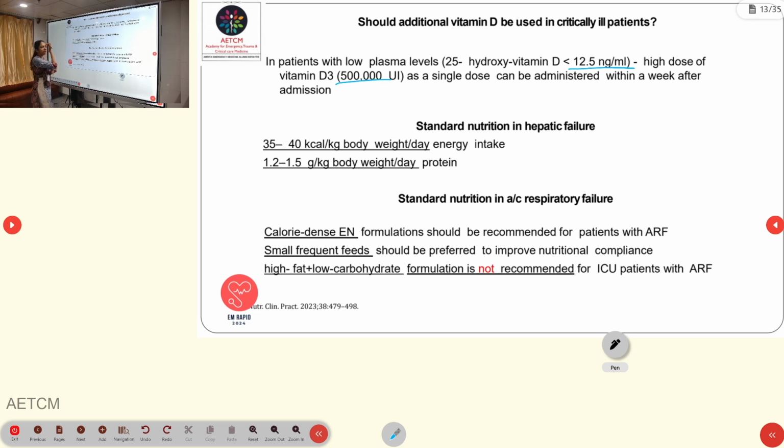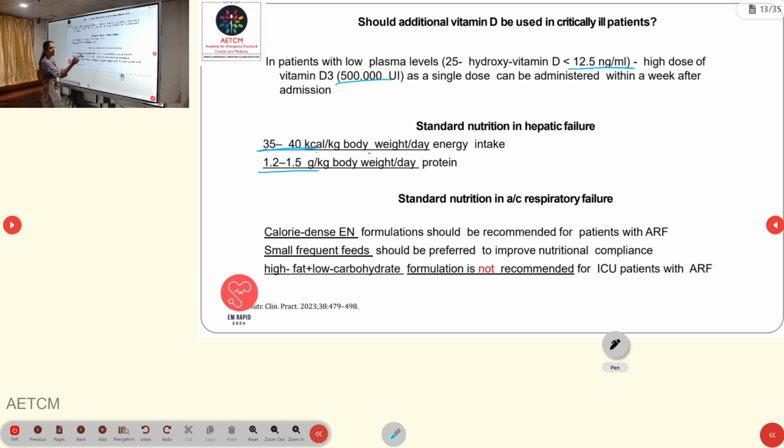And if we are having a patient with hepatic failure, in such patients we will have to increase the calorie requirement to 35 to 40 kilocalories per kg body weight per day, and protein to 1.2 to 1.5 gram per kg body weight per day.